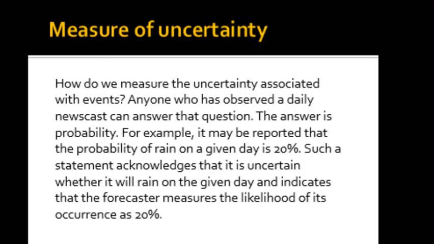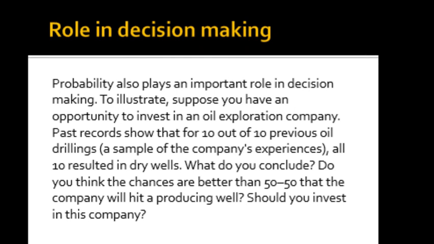Another use is measure of uncertainty associated with events. Let's say you are a daily newscast and you want to report the probability of rain on a given day, and you say it's 20%. This statement tells us the uncertainty associated with rain on that day, and the likelihood of occurrence is 20%. So it does give us a numerical measure of uncertainty of events.